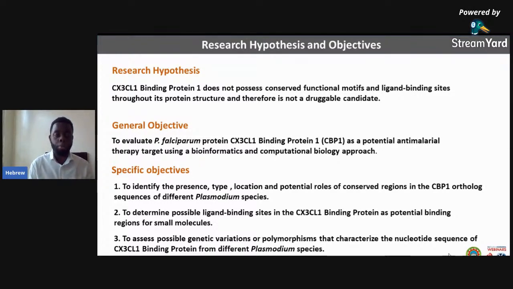The second one was to determine possible ligand-binding sites. So if we're able to determine whether the protein has small pockets for small molecules to bind to it, it means it is a viable drug target. And the third one was to assess whether it has genetic variations or polymorphisms. We knew that the protein was a single copy gene, so we just wanted to validate whether it is subject to change over a period of time, or whether it is a rather stable protein, which we can easily target for a vaccine or a drug.